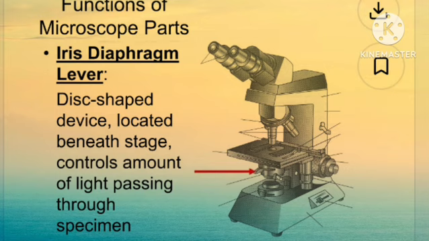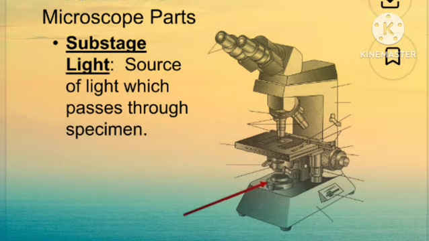And next, the diaphragm lever. This is a disc device located beneath the stage. It controls the amount of light passing through. It is a small adjustable lever.